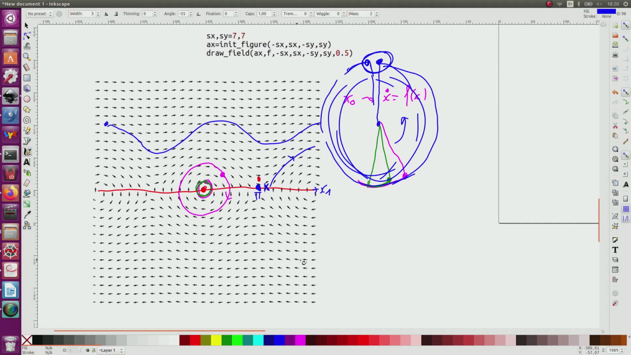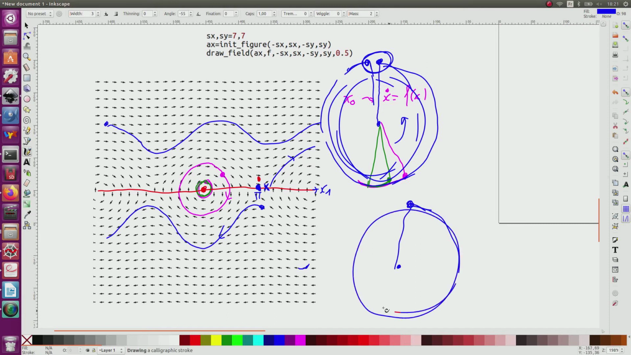So x1 is increasing. Now if I start from here, I will do something like this. So it means that x1 will decrease. It means for the pendulum that I start from here and I will rotate with a small speed like this. And since the positive trigonometric direction is like this, my angle will decrease.